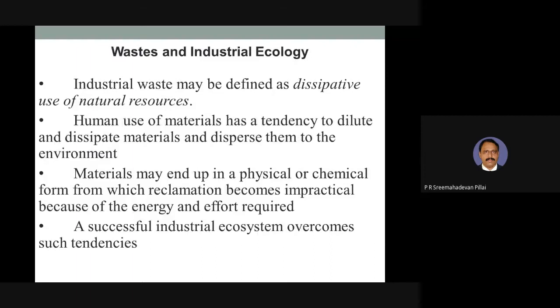Then what is the waste? We have already learned what is waste. We have studied also solid waste management. So industry may have two types of waste. One is dissipative use of natural waste. Dissipative use of natural waste means you can throw away somewhere, it will digest by itself. Another type of waste, you should have some process by which you can dilute, or say for example textile waste.